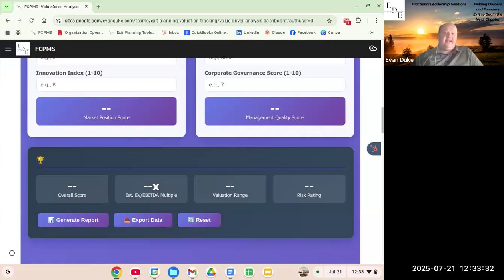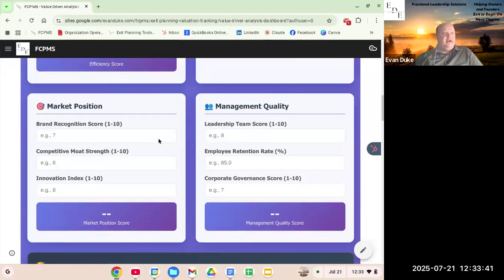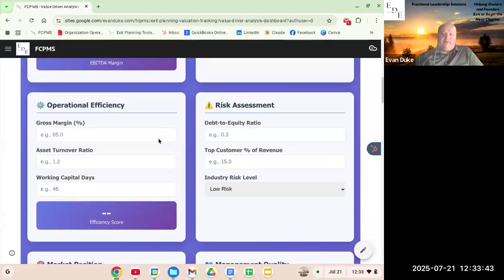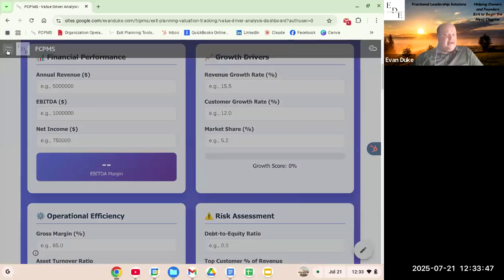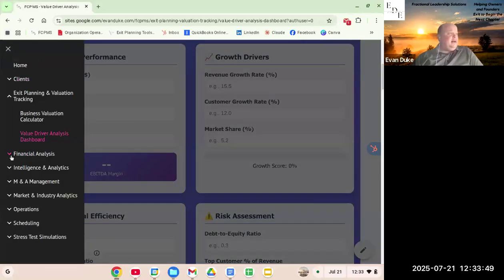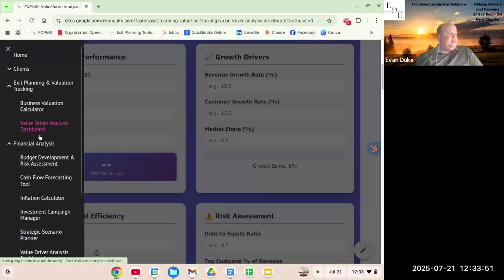So really, this is going to be a bit deeper diagnostic, but it's going to be aimed at showing how we're tracking when it comes to the key valuation drivers for exit planning. So that is the first module. The next module is our financial analysis module.